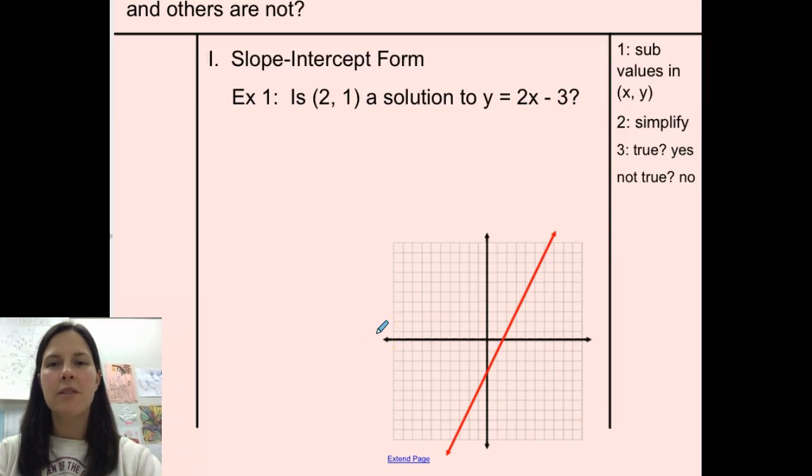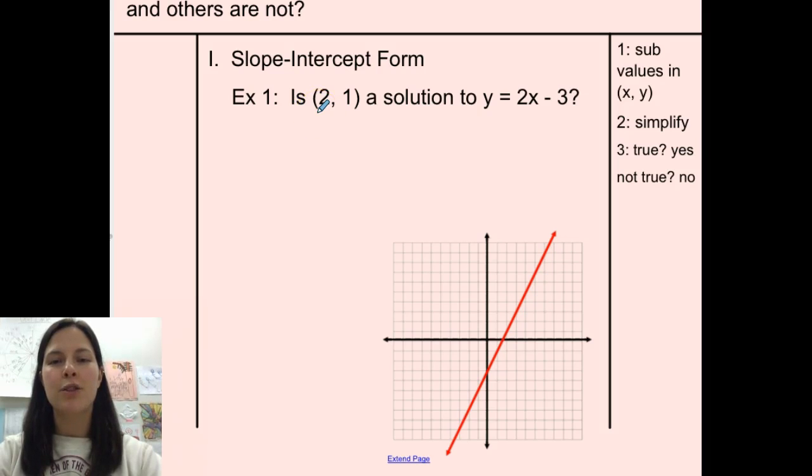There are three different types of equations of lines that we're going to be looking at in this unit, and the first, and the one you're probably familiar with, is slope-intercept form. So we're going to check to see if this ordered pair 2, 1 is a solution to the equation y equals 2x minus 3. As a reminder, ordered pairs are x, y, so we're going to sub 2 for x.